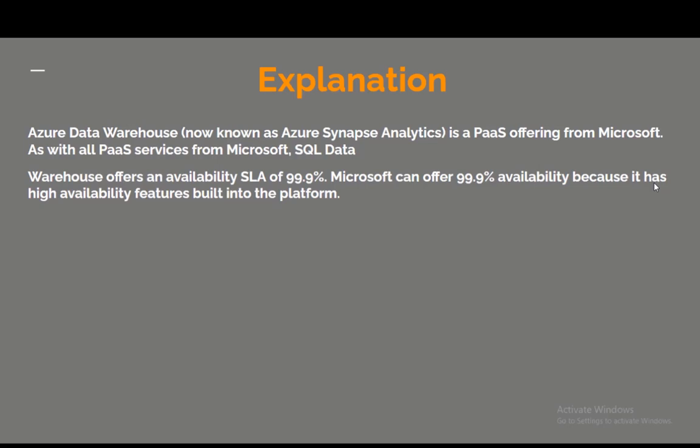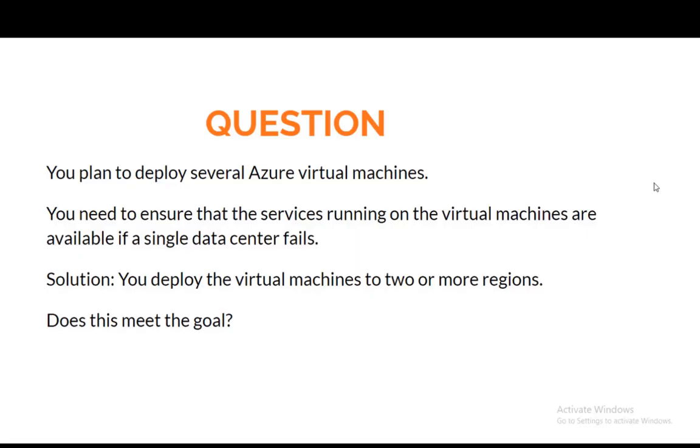Next question. You plan to deploy several Azure virtual machines. You need to ensure that the services running on the virtual machines are available if a single data center fails. Solution. You deploy the virtual machines to two or more regions. Does this meet the goal? Option A. Yes. Option B. No. And the correct answer is option A. Yes.